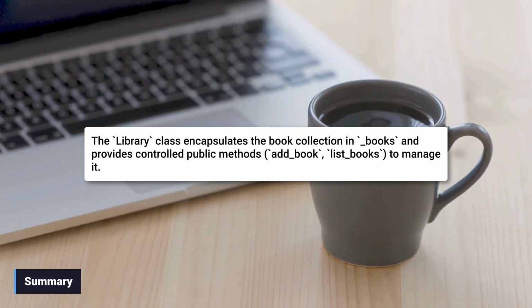To summarize, we now have two robust, encapsulated classes, Book and Library.